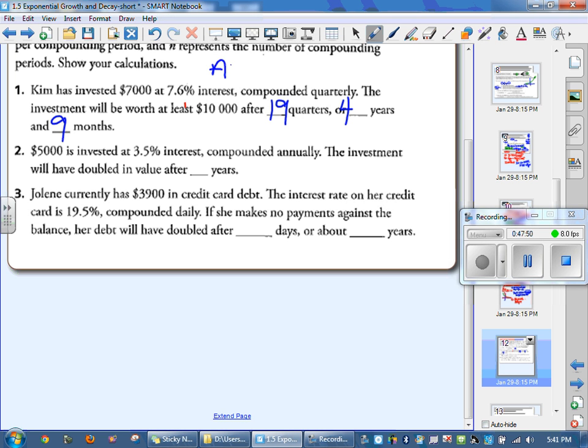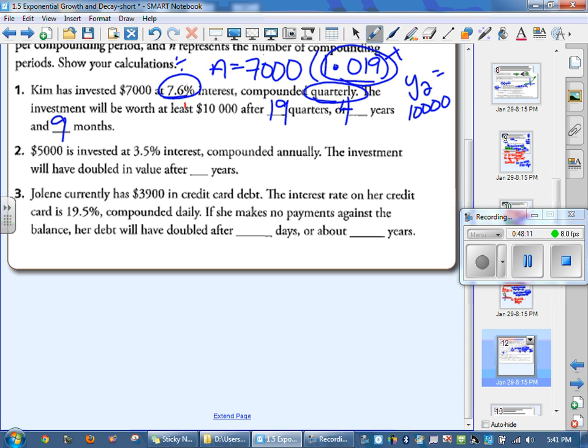Well, again, you're compounding quarterly. So you had to take your 7.6 and divide it by 4, and then divide by 100. That's where that 0.19 comes in. Number 2, the answer for number 2, you're doubling your money. Okay? And you're compounding annually. Don't forget, you need to divide your interest by 100. You're going to get it happens after 21 years.